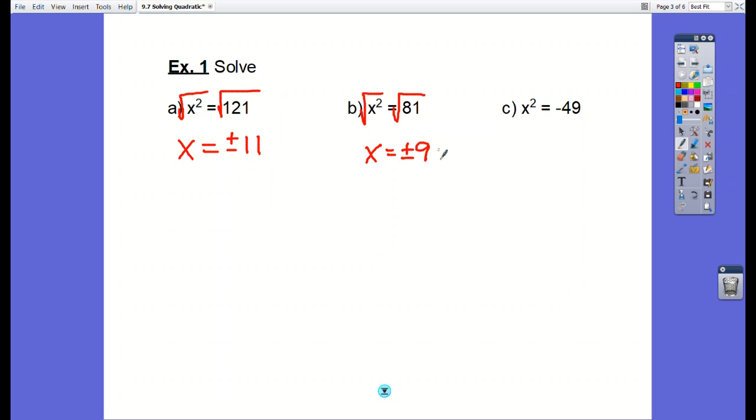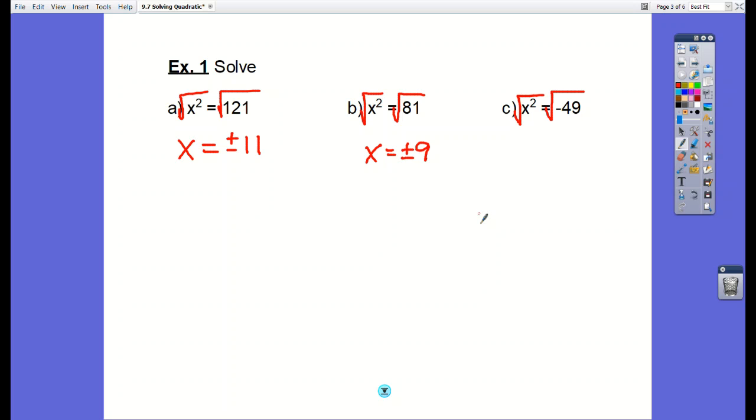Sam, what do we do to both sides in part C? Square root. Okay, we square root each side. Did anybody get 7 and minus 7? I added 49 to each side, and then I did x plus 7 and x minus 7.